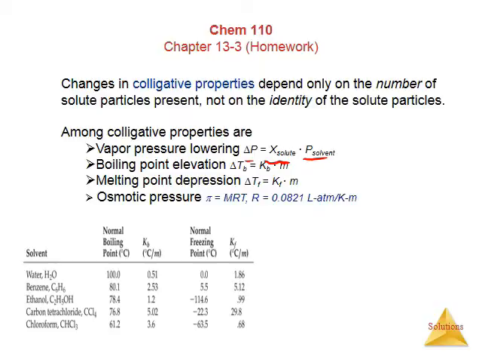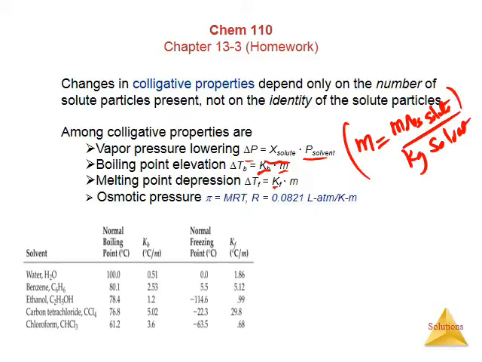So total number of moles at the bottom. Boiling point elevation is given by Kb, a constant, times molality. Melting point depression will be given by Kf, that's also a constant, times molality. In case you didn't remember what molality is, let me write down. Small m stands for molality, which is given by moles solute divided by kilogram of solvent. So that's how you get molality.